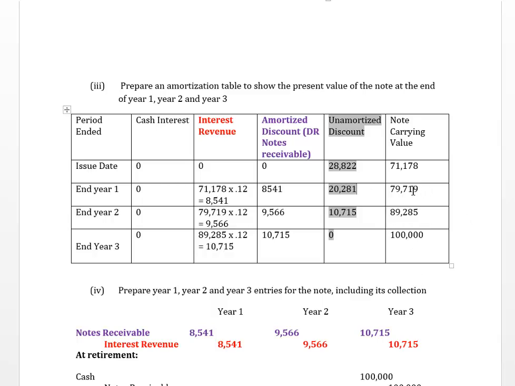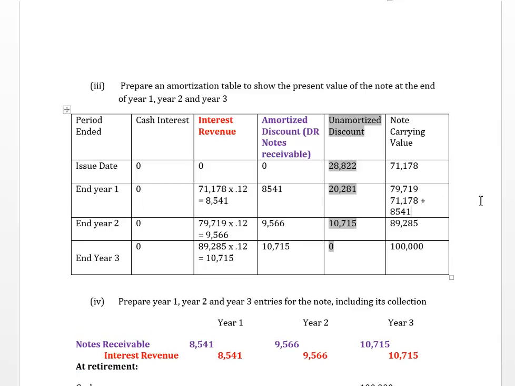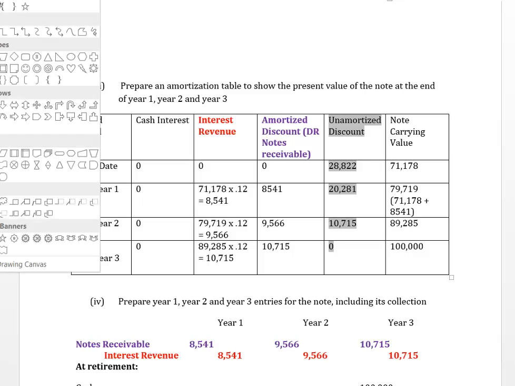So therefore, if we take the carrying value of the note at the date it was issued, plus the amount of the discount that we amortized, we can add this piece to the note and we'd get $79,719. So that really equals $71,178 plus $8,541 that we booked through the amortization of the discount. So I would say maybe there's a little bit of overkill here, but I love to draw.